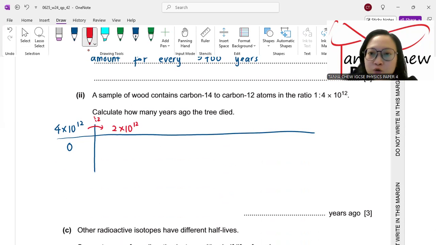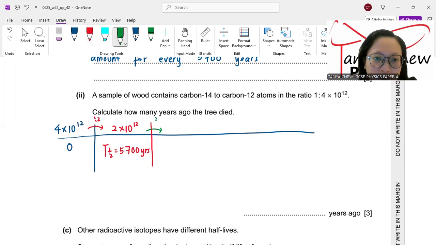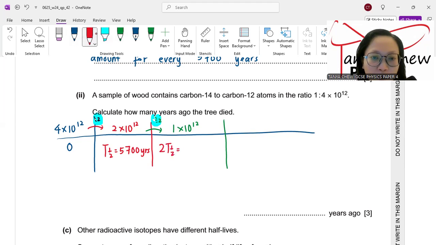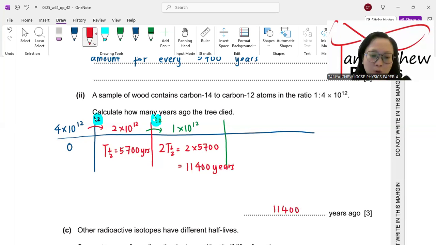From here, I need to get back to 1. So this is 1 half-life. This is the symbol of half-life, which is 5,700 years. And then keep on dividing. I divide by 2, I get 1, which is equal to carbon-12. Now, how many times did I divide by 2? I divided by 2 twice. So this is 2 times the half-life, which is 2 times 5,700 years. So I get 11,400 years as the answer. So 11,400 years ago.